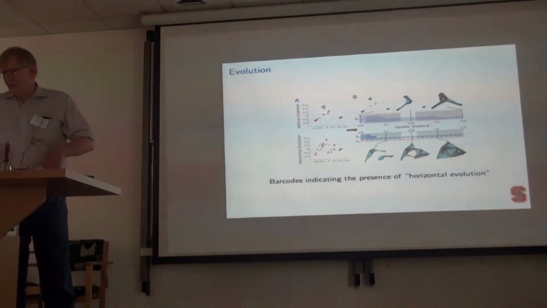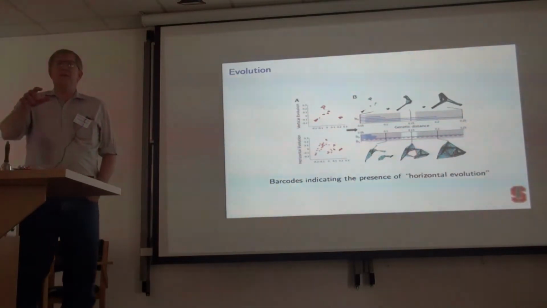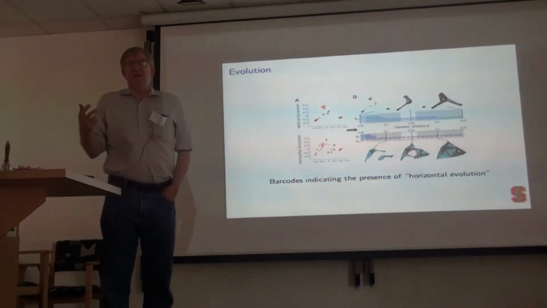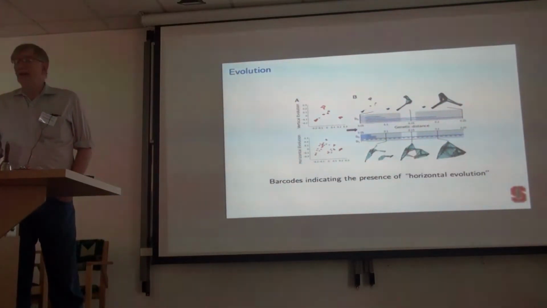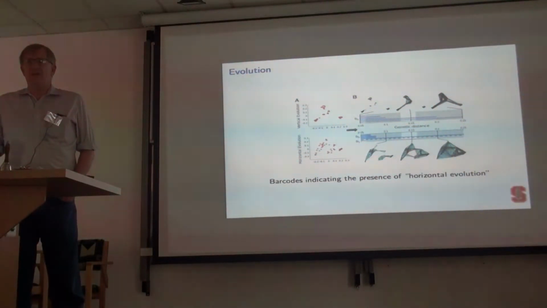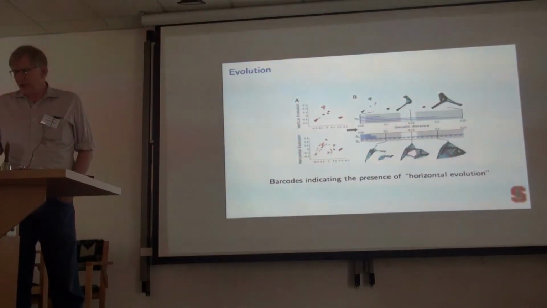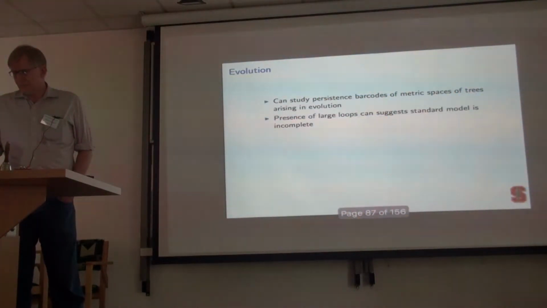Anyway, so here's a picture from that paper. If we believe this theorem, then it says that the metric spaces coming out in several of these situations were not tree-like, and so there was evidence of non-clonal evolution.